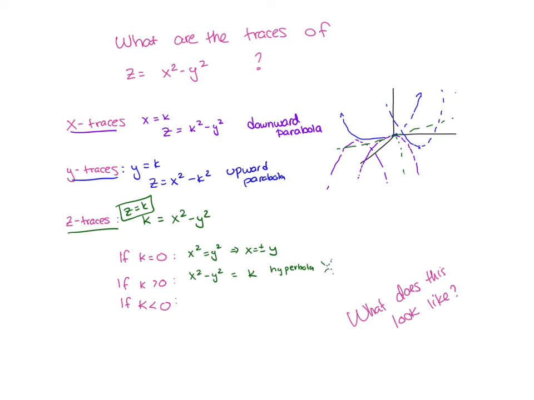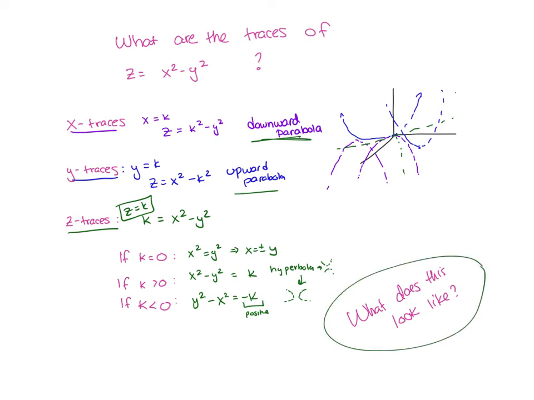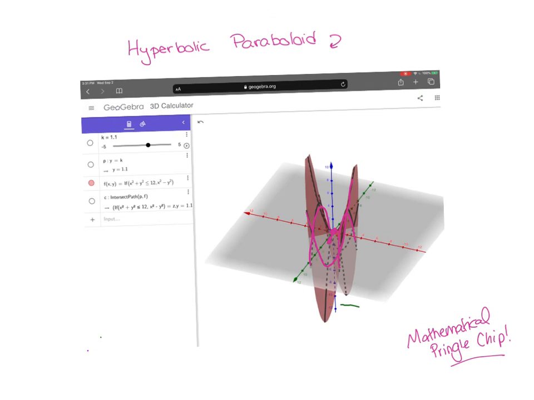But if k is less than 0, I should switch everything around. So I should have that y squared minus x squared is equal to negative k. Now this is positive. So that's going to be a hyperbola going in this direction instead. So I've got my two different hyperbolas for the two different z's, based on if that z is positive or negative. And I have upward parabolas and downward parabolas, all in this same picture. So the question is, what does that look like? It's this sort of saddle shape. It's called a hyperbolic paraboloid. You can kind of think of it as a saddle.